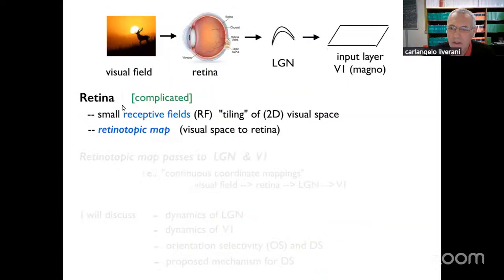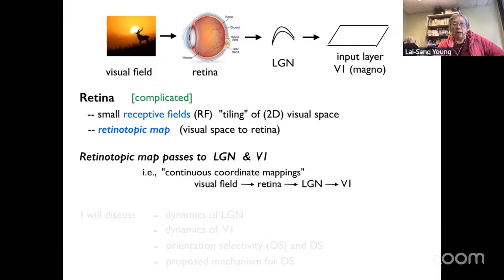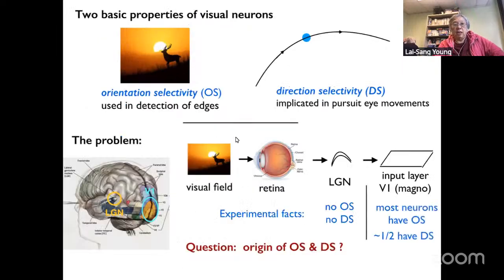Sorry, just to understand this experimental fact, what does it mean? They looked at the cells, and they present something with edges, or drifting gratings, from one direction and from another direction, and the cell behaves exactly the same way. I see. So it doesn't prefer a direction, it doesn't prefer an orientation at all.